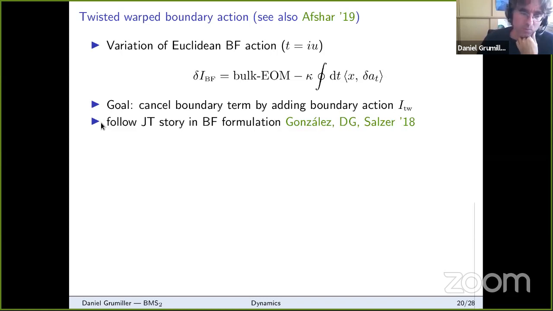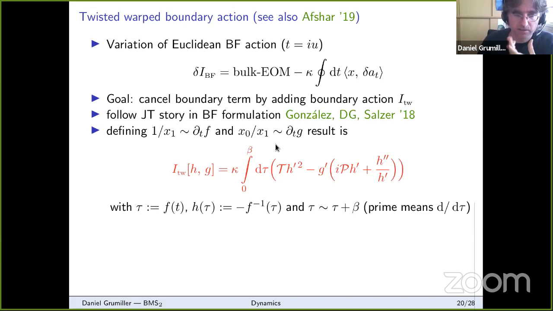And as I said, we just follow the Chakif-Teitelbaum story in the BF formulation. The Schwarzian action was not originally derived in this BF formulation; it was known before in the metric formulation. But we found it useful to rederive this in the BF formulation because that allows certain generalizations more easily, for instance, generalizations to higher spin that we considered here, and also generalization to flat space considered in the present talk.